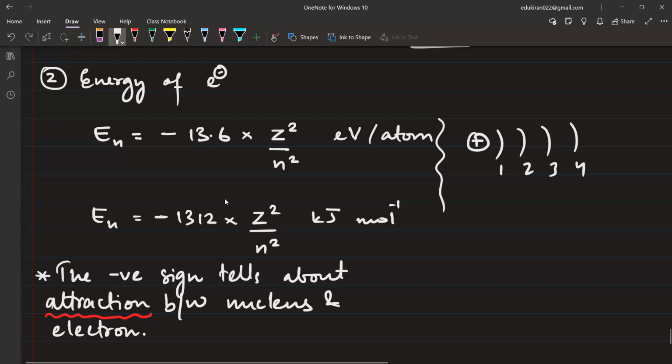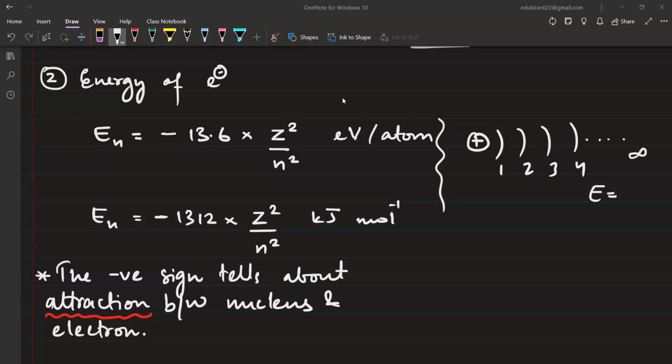You can see that if the value of n is 1, then this complete value will be larger. That means more negative. And as the value of n increases, this value will become less and less and less negative. And if I go to infinity, then at this point energy will be equal to how much? Tell me guys.